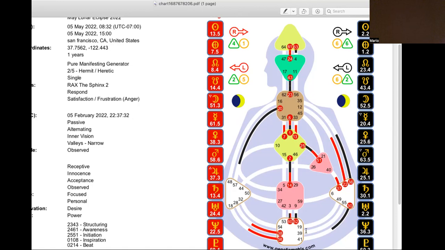Projectors can have channels that don't access the sacral at all, or any of these 4 motors. And so for projectors, there's 3 types of projectors: mental projectors, energy projectors, and classical projectors. They each have different types of channels. And I think that covers it for the types. I'm trying to think if there's any other insights I could add.